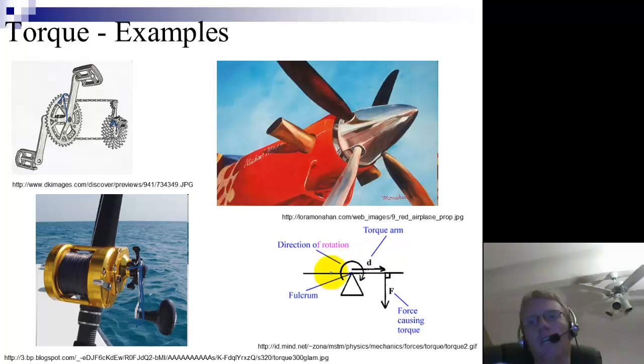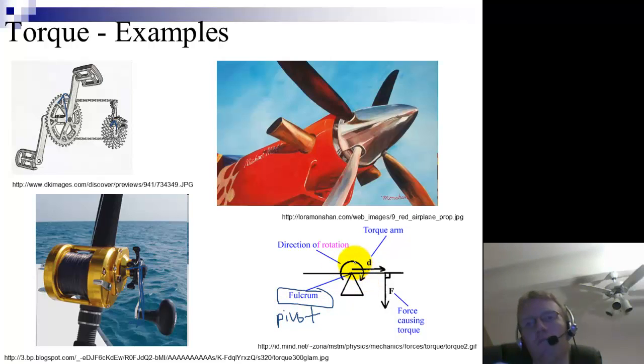Here's a little picture. You've got a little fulcrum, which is basically a seesaw or teeter-totter. It's rotating around a pivot point right there. So they label it as a fulcrum. I would call it a pivot. I always just say pivot, but fulcrum means the same thing.